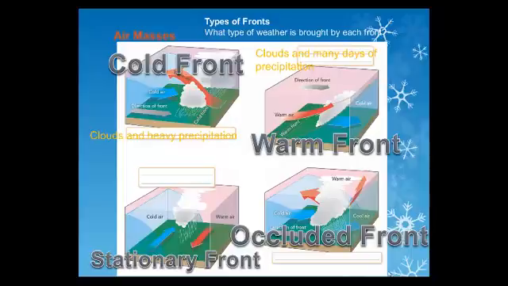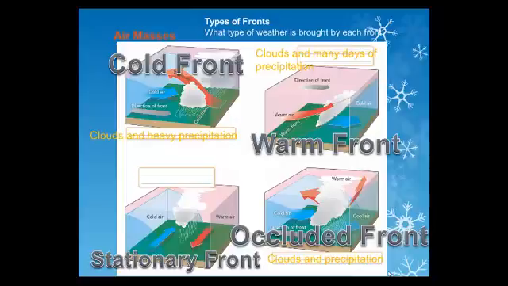With an occluded front, we get clouds and precipitation. Sometimes it can happen for long periods of time. Usually it is not. Usually when we get an occluded front, we get clouds and precipitation that happen over a short period of time, and then that system slowly moves out.